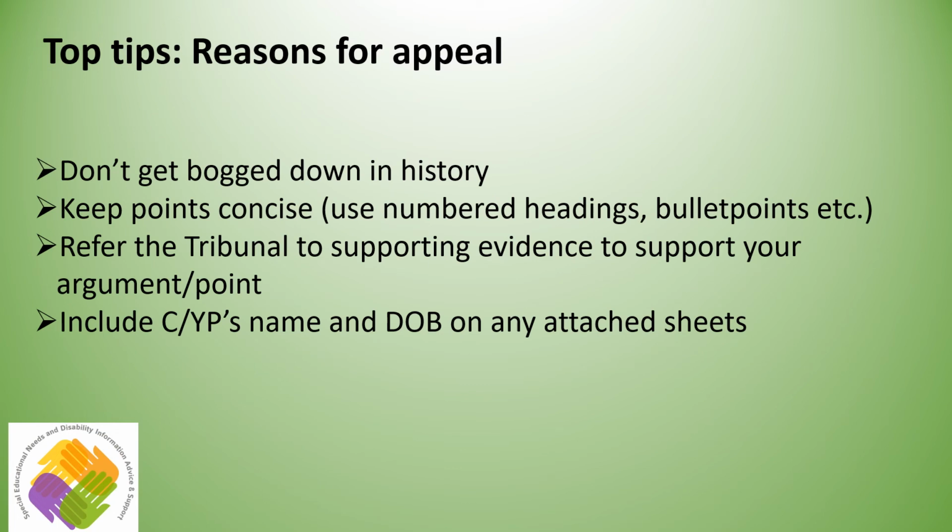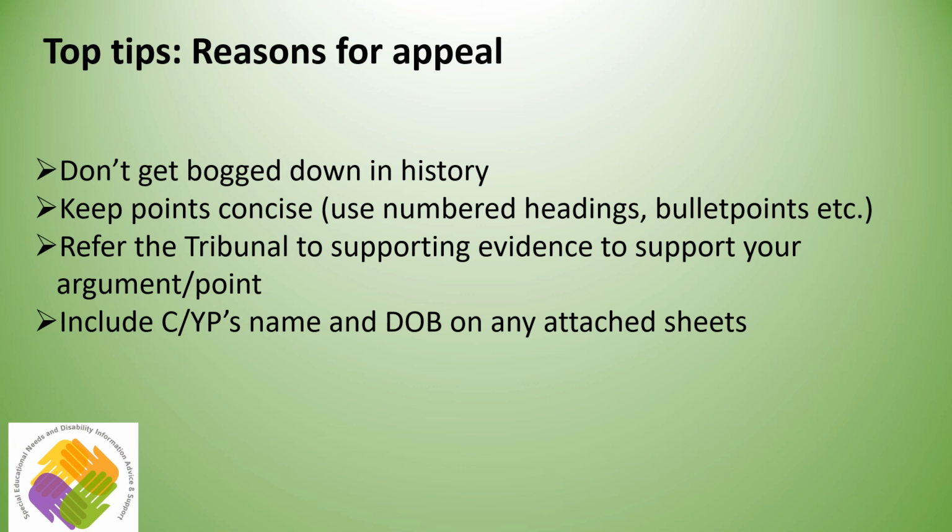So just a few top tips to help you get through the reasons for appeal. Don't get bogged down in the history. Allow your supporting evidence to tell the historical story. So that might be through letters, through meeting minutes, etc. Keep your points concise and use numbered headings or bullet points to make your reasons clear and accessible and straightforward, so that the tribunal can find your main arguments quite easily. Refer to supporting evidence where relevant in this part of the appeal form, and this again is to support the tribunal in finding evidence to support what you're saying.